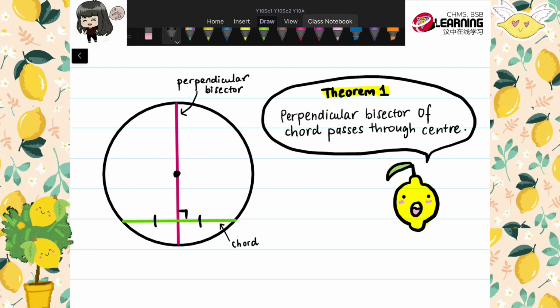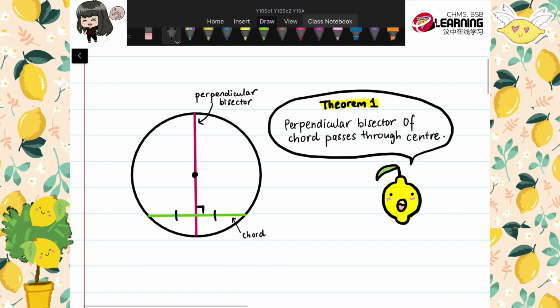Do you need to memorize? Yes, you need to memorize. That's why we will go through the theorems one by one. For today, you remember this, the first theorem. Why do you need to memorize? Because some questions will ask you for the reason. When they ask you for the reason, you need to state the theorem. You must state what is actually the reason, because of which theorem. So this one is: perpendicular bisector of chord passes through center.